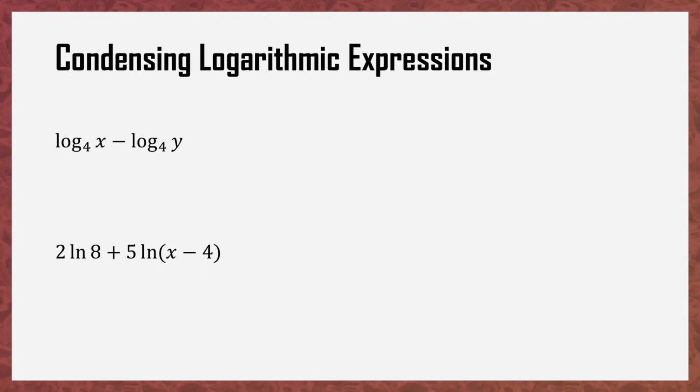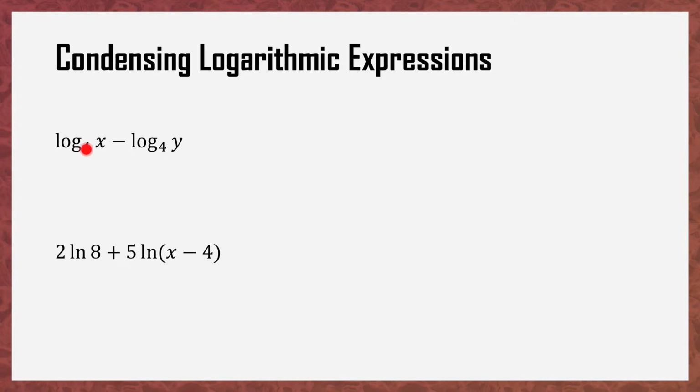Okay, we tried expanding logarithmic expressions. Now let's condense some. So I see log base 4 of x minus log base 4 of y. And the first thing I have to look at is to make sure that my bases are the same. I can't condense anything that has different bases. So if they were different, I'd have to rewrite the logarithm so they were the same, or I would just leave them as is because they might be as simple as possible.